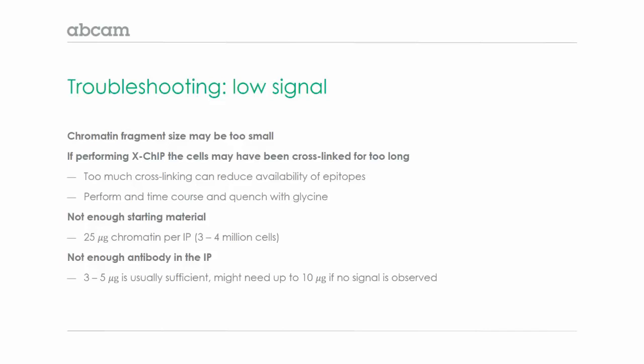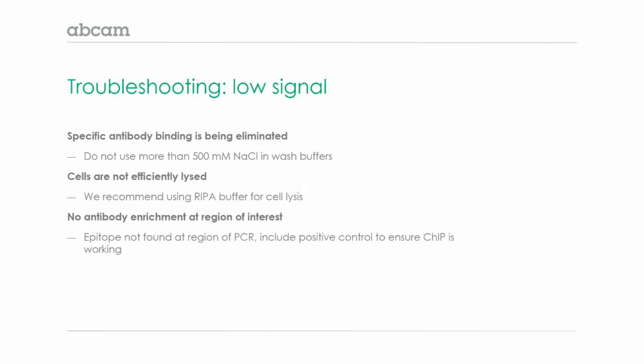It could be that you don't have enough starting material. ChIP generally requires a large starting input, around 25 micrograms of chromatin per IP, or 3 to 4 million cells per IP. You could also not have used enough antibody. 3 to 5 micrograms is usually sufficient, but up to 10 micrograms might be required if there's low or no signal. You could be eliminating the specific antibody binding if your wash buffers are too stringent, so don't use more than 500 millimolar of sodium or lithium chloride.